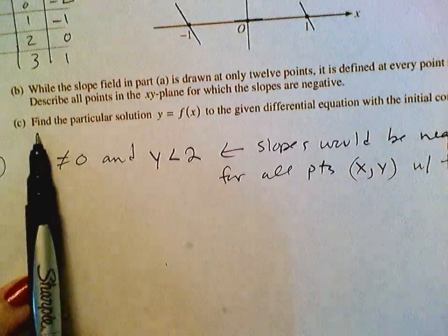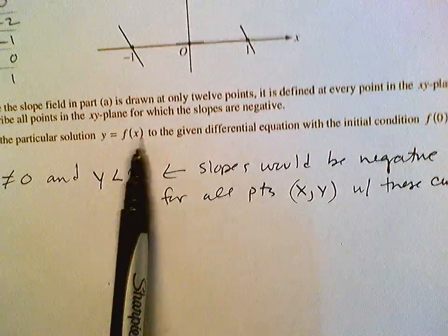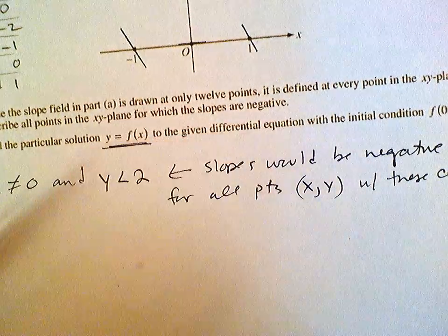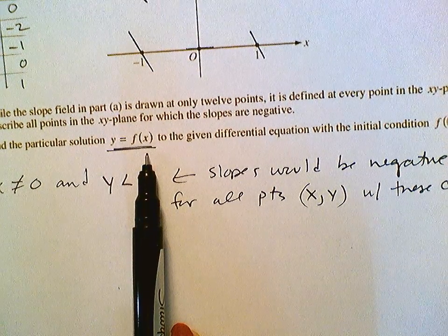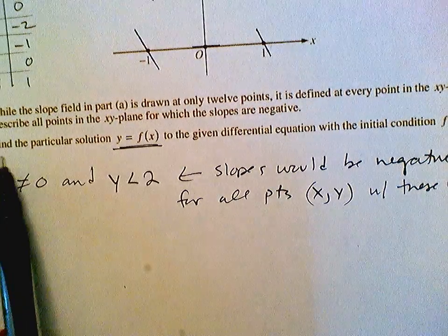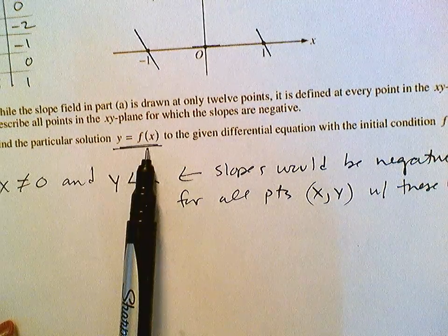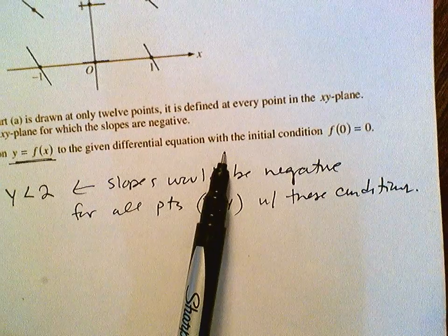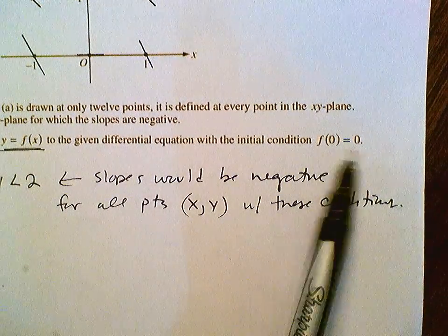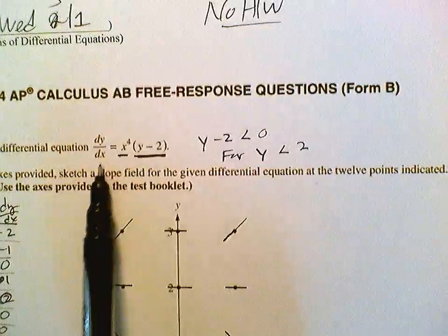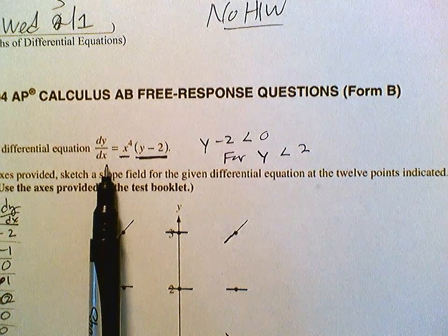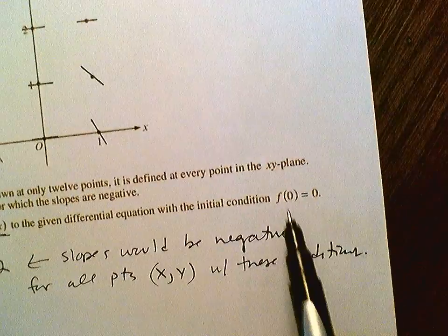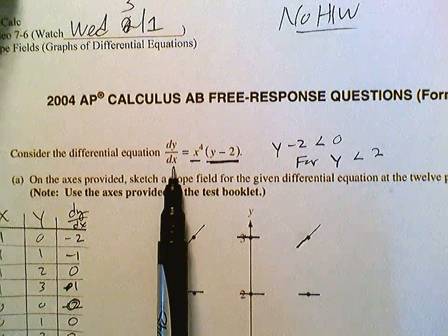Now part C. Find the particular solution, y equals f of x. Right here, they're telling us that they want us to solve for y. Sometimes you don't have to solve for y when you're finding the solution to a differential equation. Find the particular solution in this form, y equals f of x, to the given differential equation with the initial condition f of 0 equals 0. Here's our differential equation. The first step in solving it is to find the general solution, and then we'll use this initial condition to find the particular one. To find the general solution, we have to separate the variables.